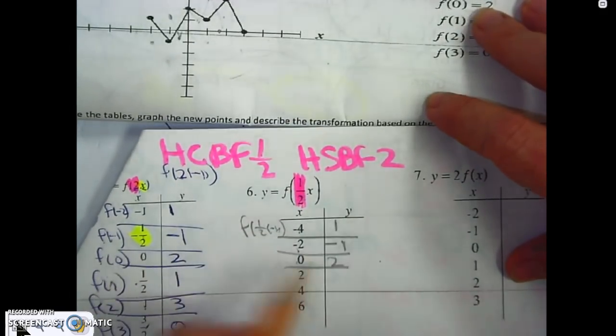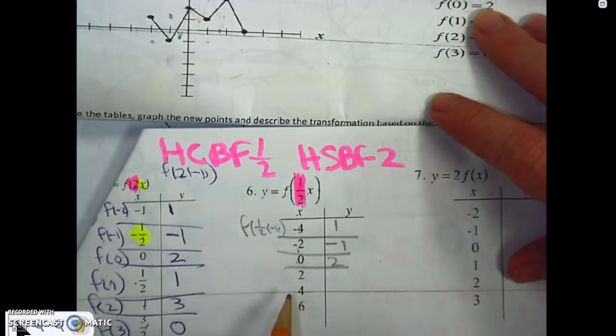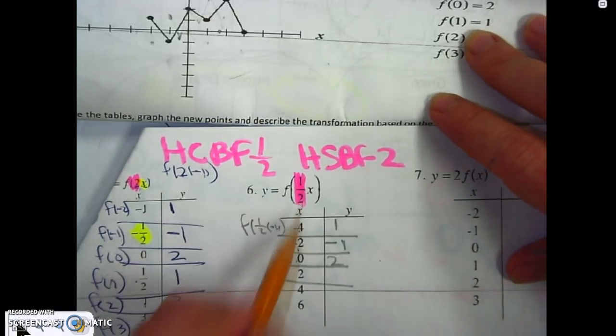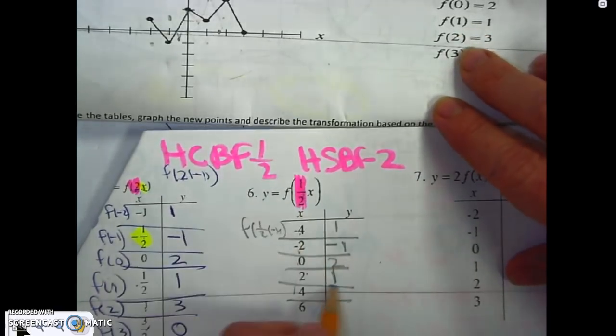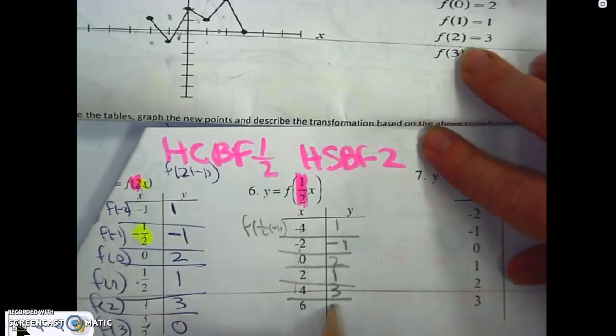And it won't always be in this order, by the way. I know you're like, oh, as soon as I get the first two, I'll just copy. Make sure, because eventually it won't be in the same order. Half of 2 is 1. F of 1 is 1. Half of 4 is 2, 3. Half of 6 is 3.